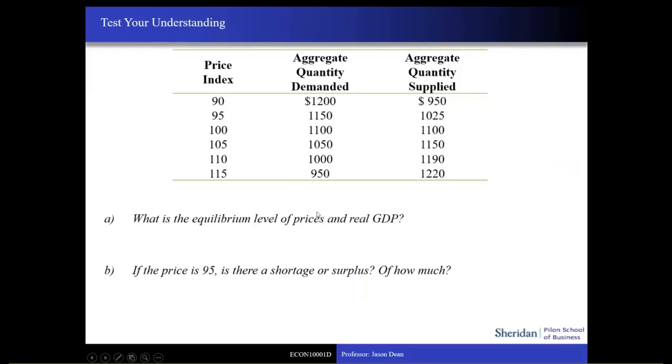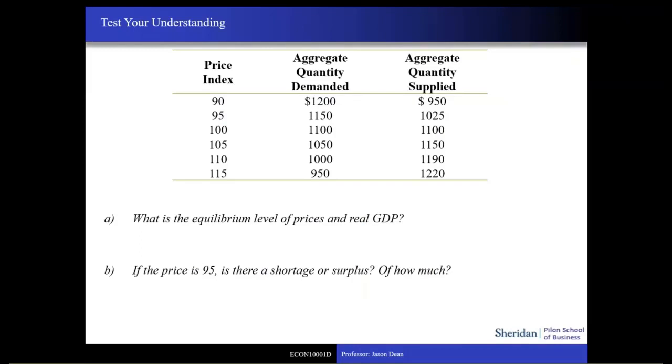So let's do an active learning question. Here I have the price index presented in the first column. The second column is the aggregate quantity demanded at each of those price indexes. And then I have the aggregate quantity supplied at each of those price indexes. So the first question is, what is the equilibrium level of prices and real GDP?